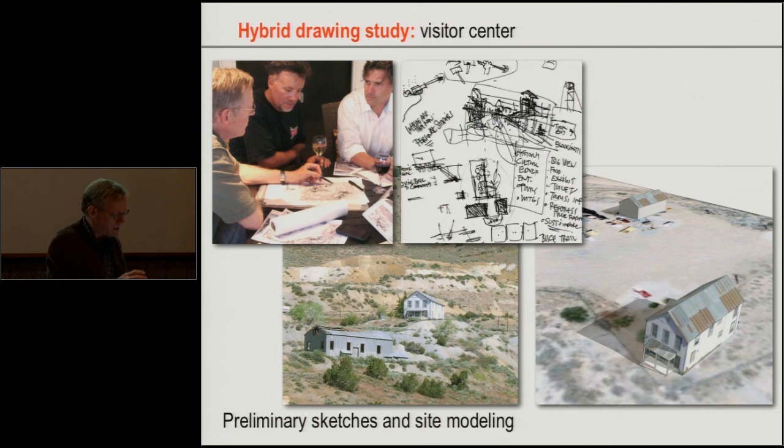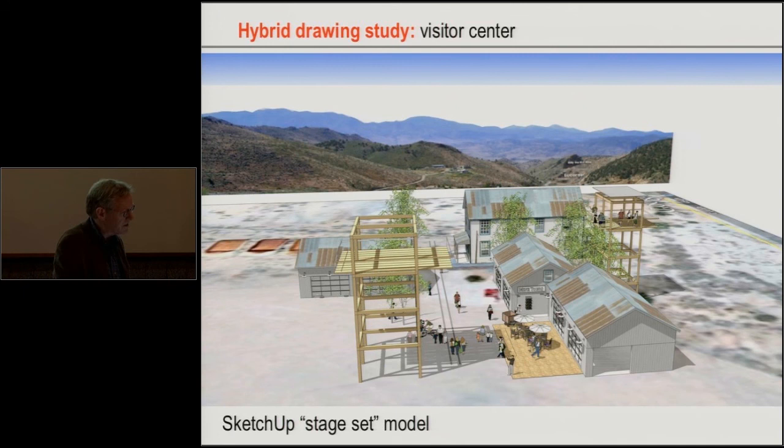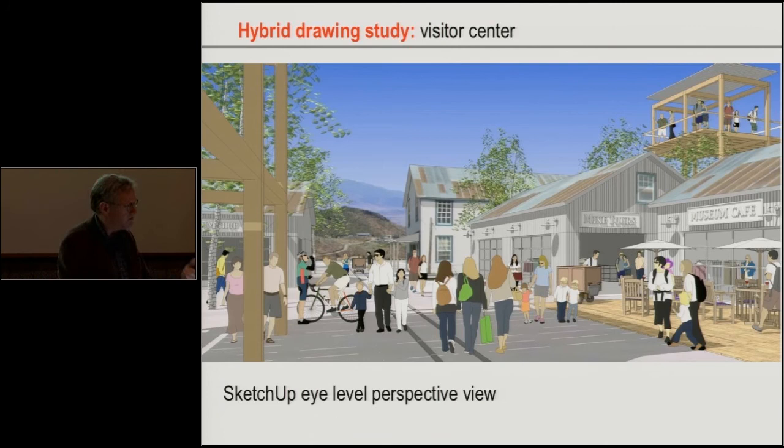That's a thumbnail sketch. We built a SketchUp model. This is a stage set SketchUp model. You can see from above, there's not much to it. It's just this one little scene with some buildings. And that background that you see there, that view of the valley, is literally a vertical plane with a photograph slapped onto it. And this is the final view that I was creating from that model. It only created one view. This is all I needed to get from that model.